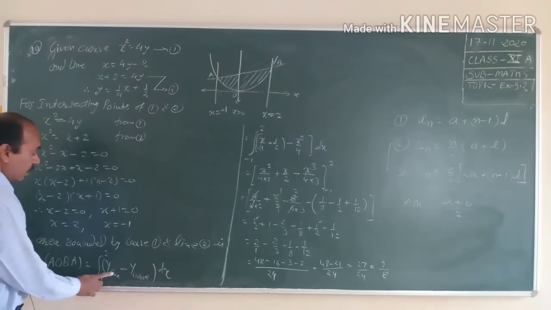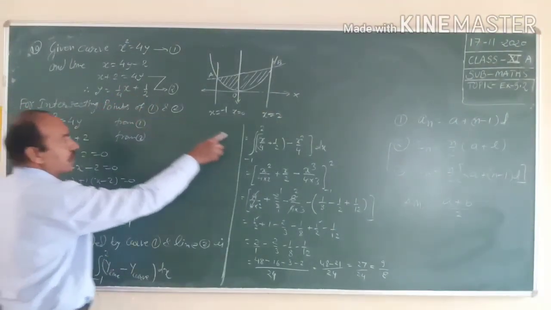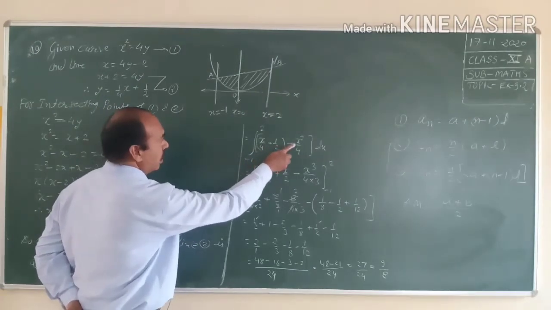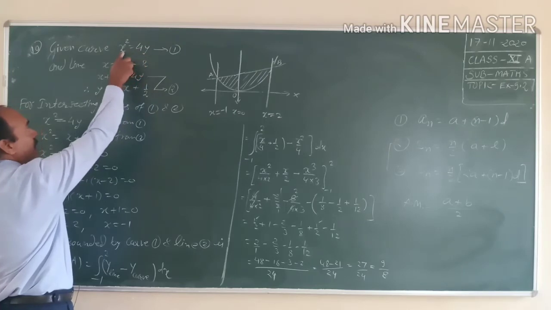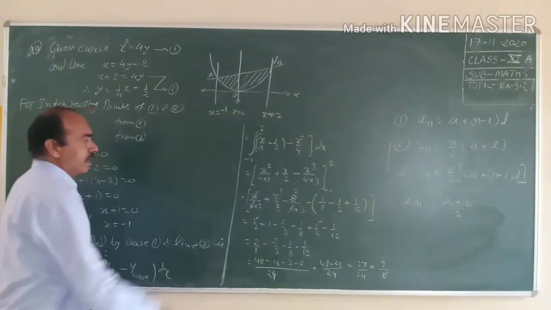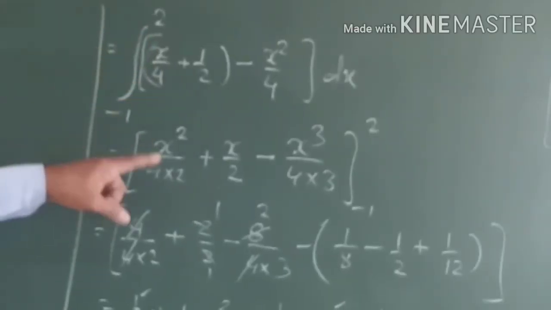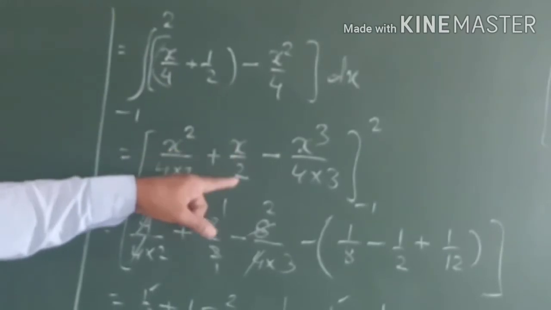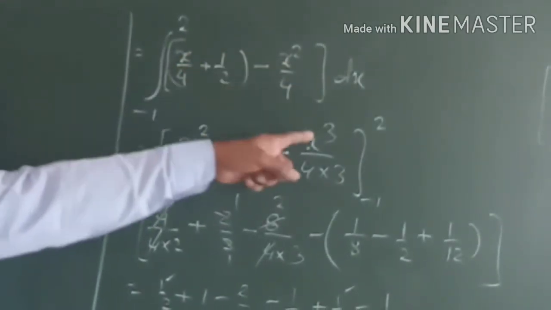So the equation of the line is y is equal to x by 4 plus 1 by 2, minus the curve. Since x square is equal to 4y, the value of y is x square by 4. Now take its integral. Integral of x is x square by 2, so x square by 8, integral of 1 is x, so x by 2 as it is, and minus x square by 4, integral of x square is x cube upon 3.